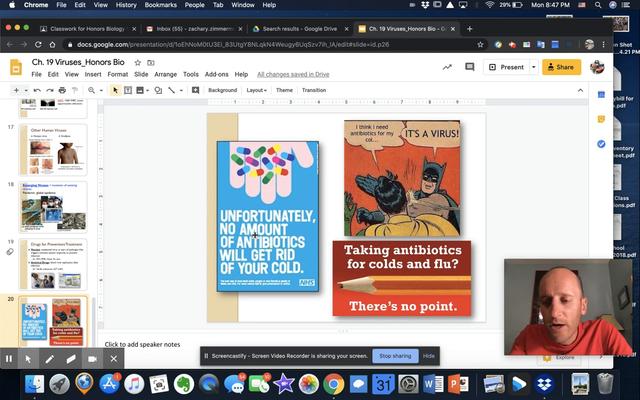So antibiotics don't work. And so the antiviral drugs that maybe you've heard of, like AZT, for example, it attacks the HIV virus. How does it do that? Well, it actually interferes with the virus's ability to reproduce. The reverse transcriptase enzyme that HIV uses to reproduce is the target of that particular drug.